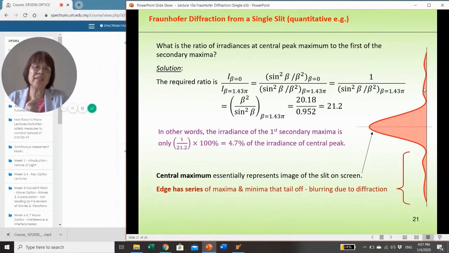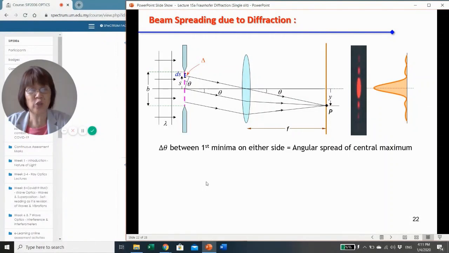So the edge here would have this series of maxima and minima that tails off. Because of this, it brings a blurring effect to the slit, because the central maximum represents the slit, and you have this blurring effect. We're going to talk about beam spreading due to diffraction. In fact, you'll find that this central maximum will spread wider when the slit becomes smaller. Interesting, isn't it? So let's do some definition here.